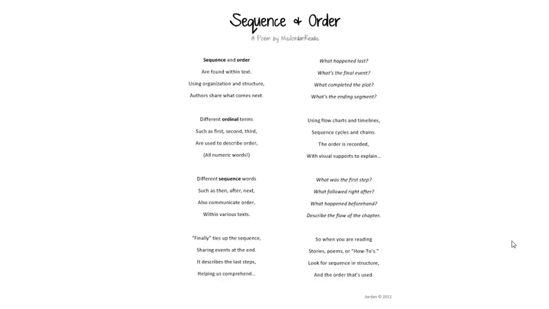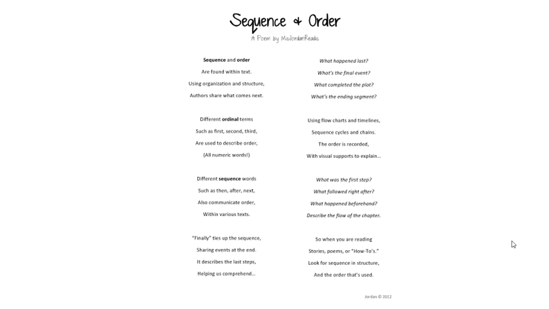Sequence and order are found within text. Using organization and structure, authors share what comes next. Different ordinal terms such as first, second, third are used to describe order, all numeric words. Different sequence words such as then, after, next also communicate order within various texts. Finally, ties up the sequence, sharing events at the end. It describes the last steps, helping us comprehend what happened last. What's the final event? What completed the plot?